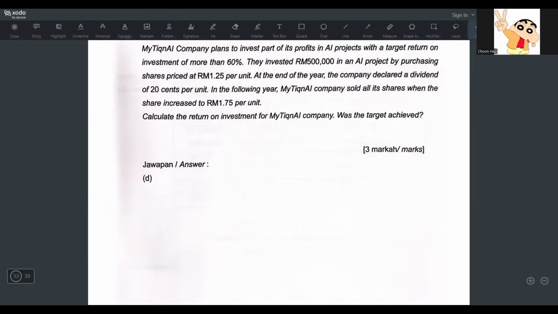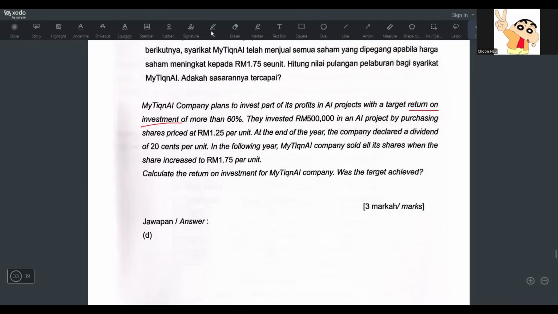Okay, question D. So let's see what chapter is this. My TIC AI company plans to invest part of profit in AI project with a target return on investment. Okay, I see the word return on investment, ROI. So this ROI, I know already which chapter is, Form 3, Chapter 3. Yeah, the consumer mathematics chapter, and you learn this in Form 3.